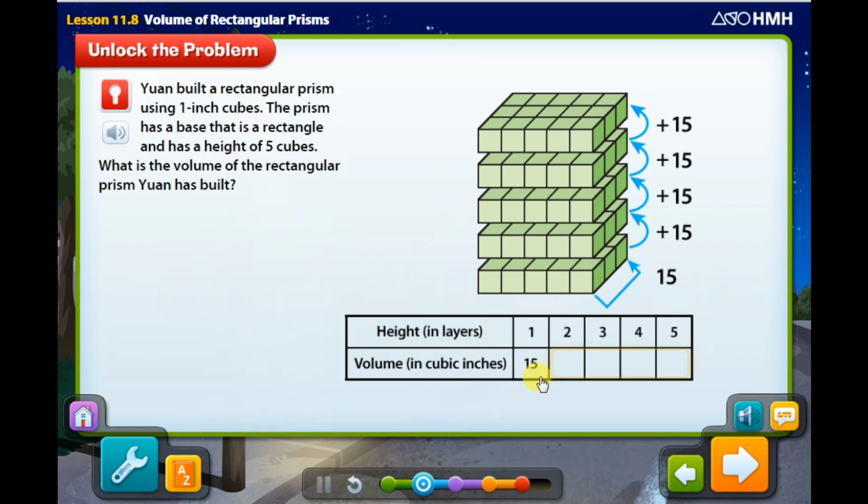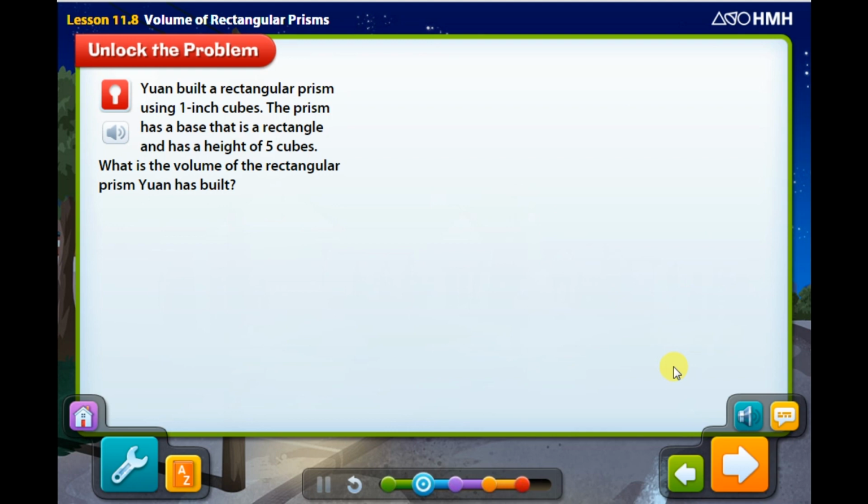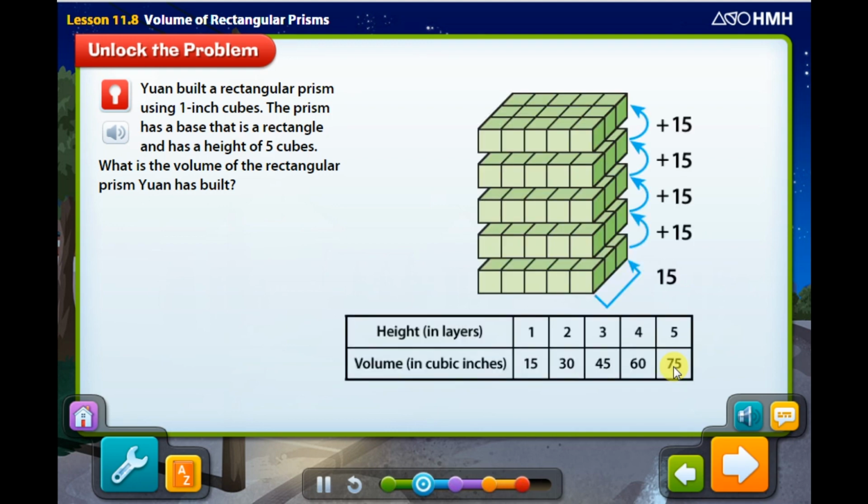For 2 layers, you add another 15 to give you 30. For 3 layers, you will add another 15 to be 45. For 4 it would be 60, and for 5 would be 75. So how many cubes in all? What rule can you use to find the volume of the 5-layer prism? The number of cubes in the base multiplied by how many layers in all, which is the height.